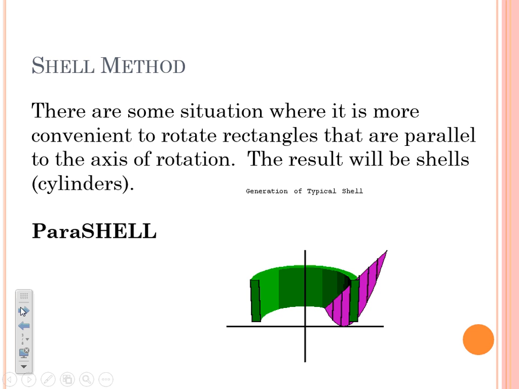And what can you visualize that looks like this? A washer? Like a tree bark. No. A roll of toilet paper, right? A bunch of shells stacked together. So what we're going to do is find the volume of each of these shells, and add them together.